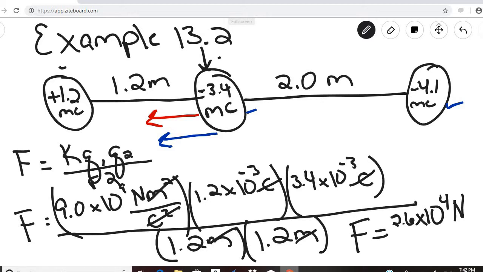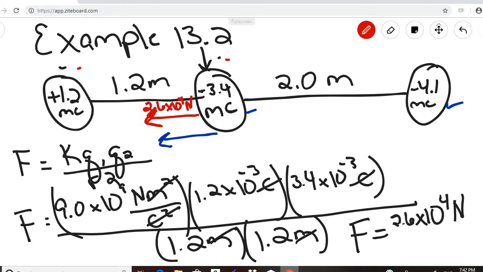So that's our red. That's the force that is generated between this particle and this particle, and it'll be in this direction. So we will write that in there as 2.6 times 10 to the 4th newtons.